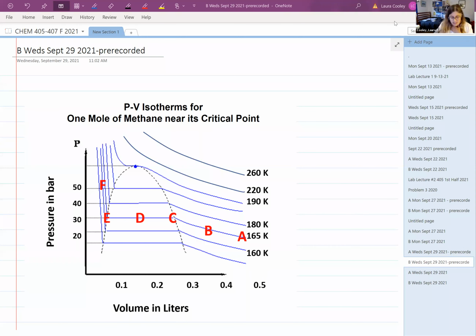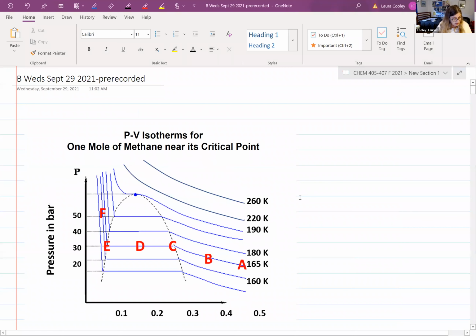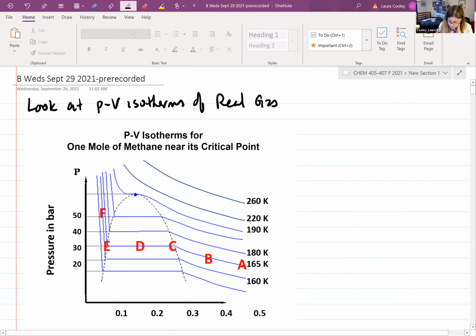All right, so now what I'd like to do is shift gears a little bit and actually talk about another approach to understanding real gases. And that is through their PV isotherms. Okay, so we're going to look at PV isotherms of a real gas. And the gas that we're looking at here is methane. All right. And so let's talk about these.